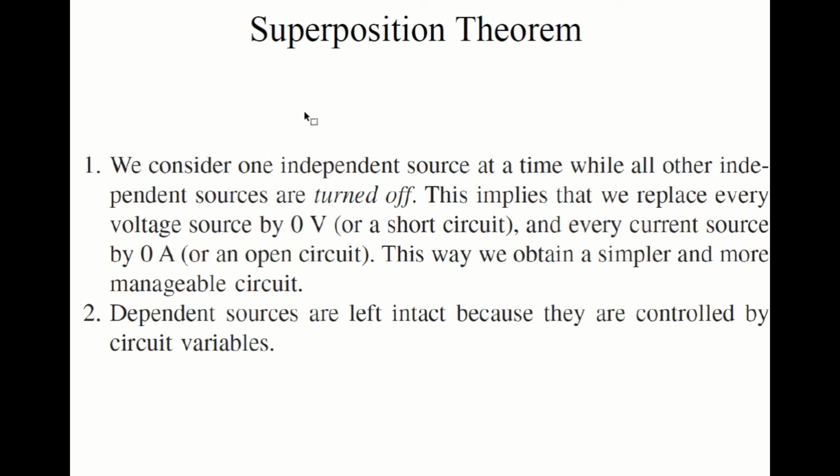So in the superposition theorem, a voltage source will become a short circuit, and the current source will become an open circuit. You need to remember this: voltage source, short circuit; current source, open circuit. This way, we obtain a simpler and more manageable circuit. The dependent sources are left intact because they are controlled by circuit variables. So we need to consider only independent sources. Dependent sources we cannot turn off or turn on.